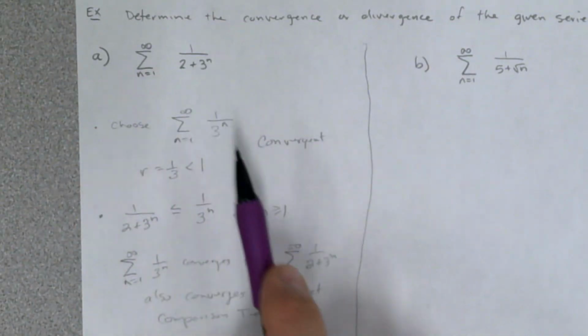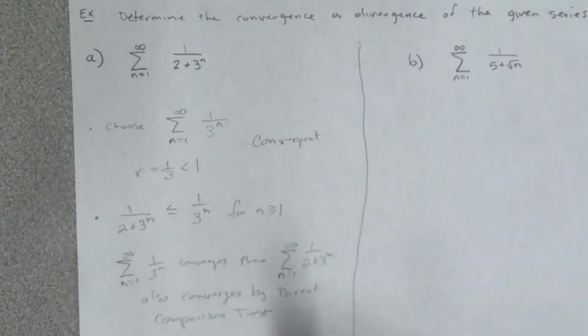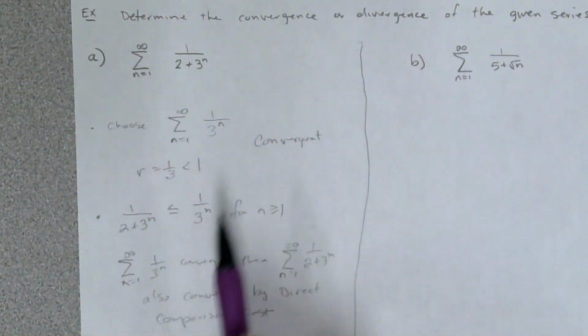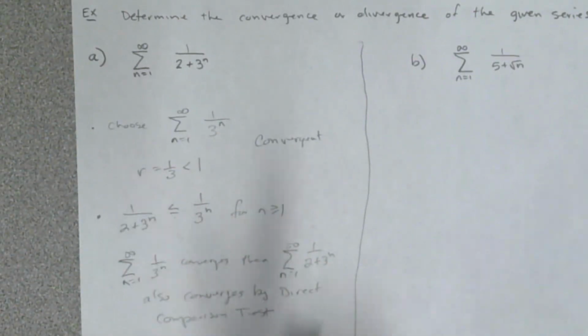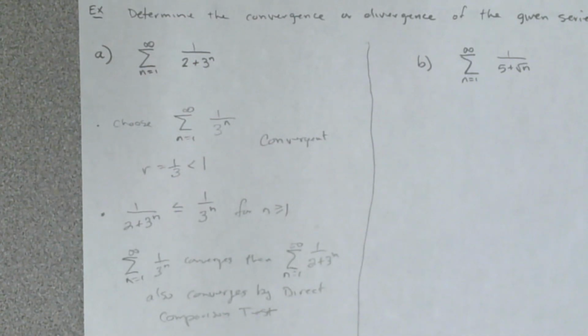So if this right here was convergent, and then I show that this term is bigger than ours, then I can't say by direct comparison that ours is going to converge. It has to be less than. The bigger one is convergent, so I need mine to be smaller than that one so that mine has to converge also. Okay? Let's take a look at another example.